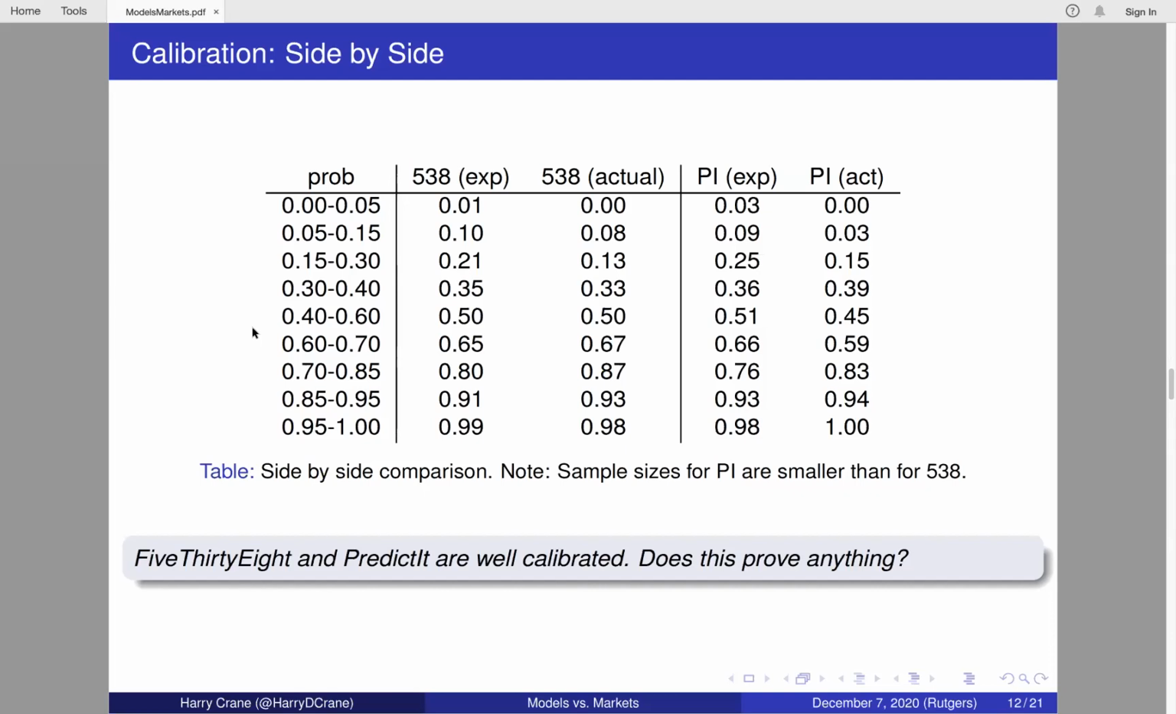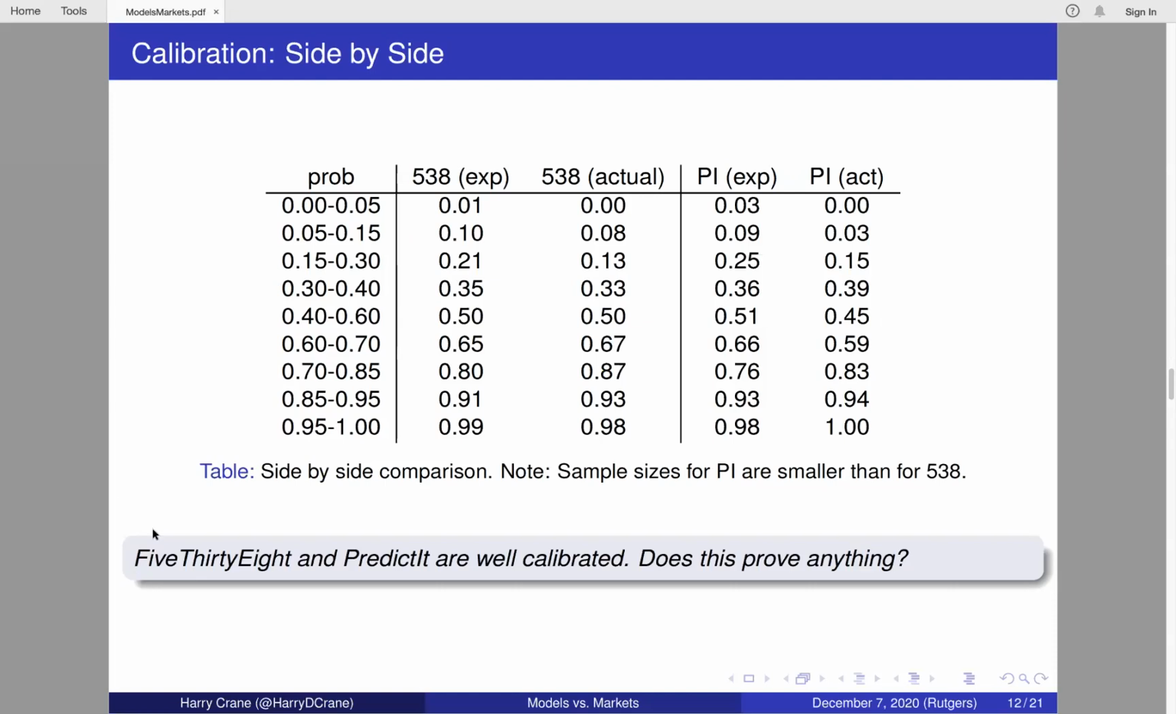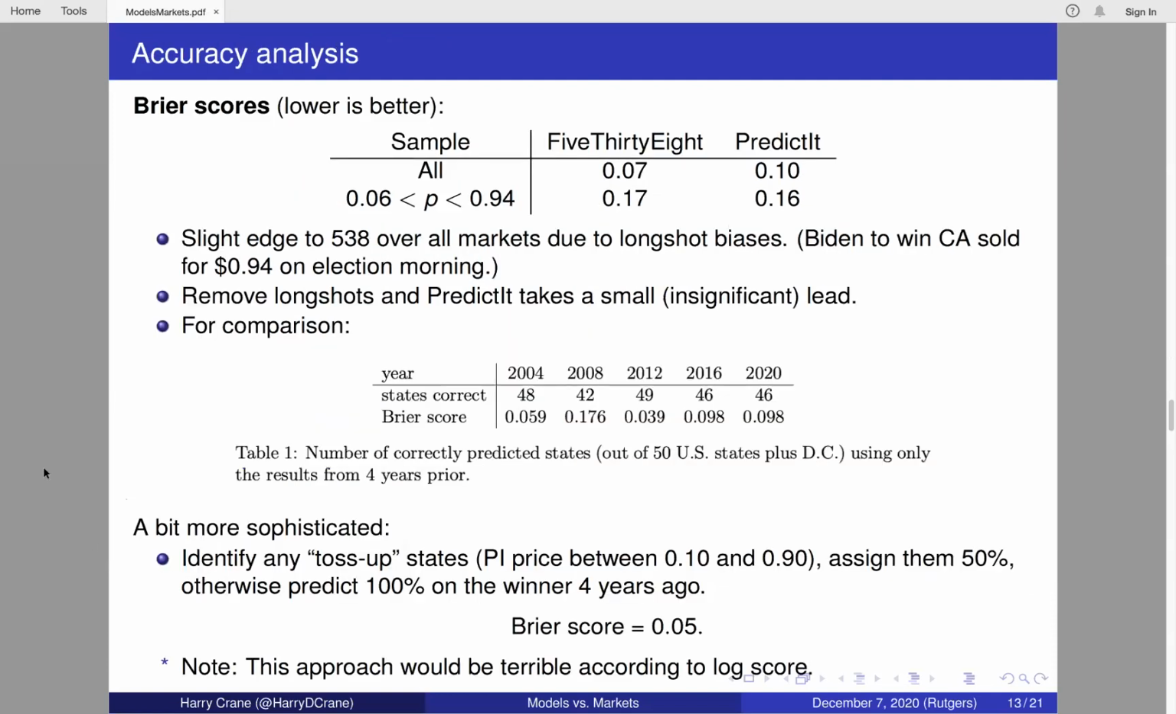And the question is, well, what does this prove, if anything? I don't know. Okay, but that's the calibration calculation. So both are calibrated. Is one better than the other? I don't believe that it's really possible to say based on this. Okay. We can also do an accuracy analysis. This is based on the Brier score.